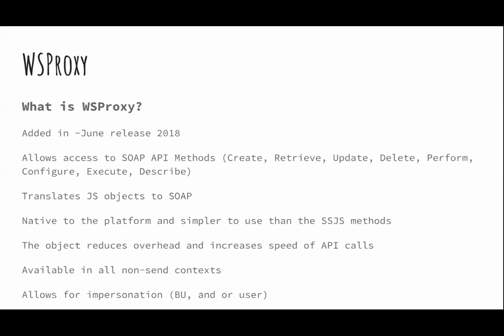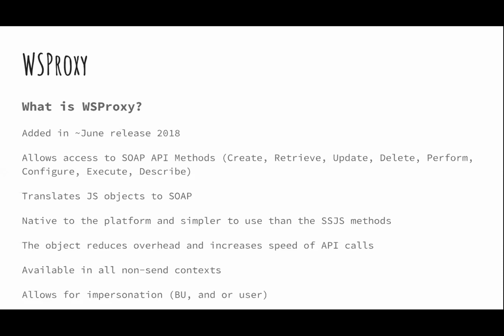The object reduces overhead because you don't need to use the core library, and increases the speed of some of your calls to the API. I don't know if you've tried to put SOAP API calls into SSJS or AMPscript before, but constructing that SOAP object is kind of painful and very verbose. It simplifies things because you can just use a JavaScript object to essentially pass through to the interpreter or the proxy.